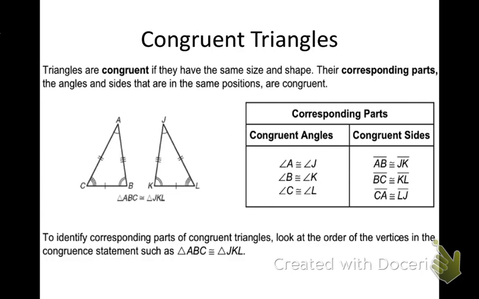Alright, so looking up here, congruent triangles. Triangles are congruent if they have the same shape and size. Their corresponding parts, the angles and sides that are in the same positions, are congruent. Now, here's going to be the key today: you have to label them correctly.